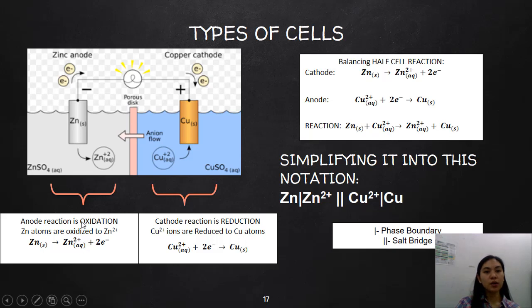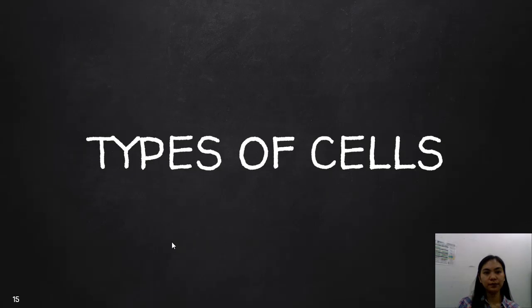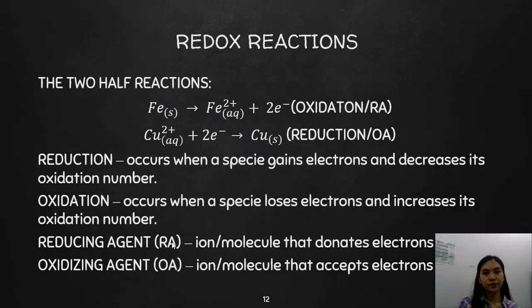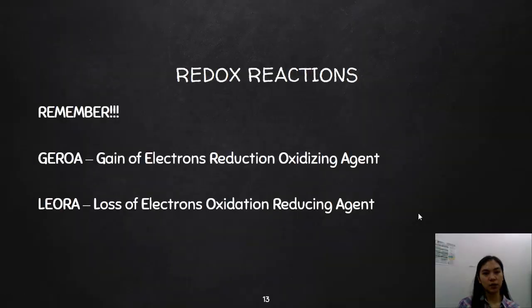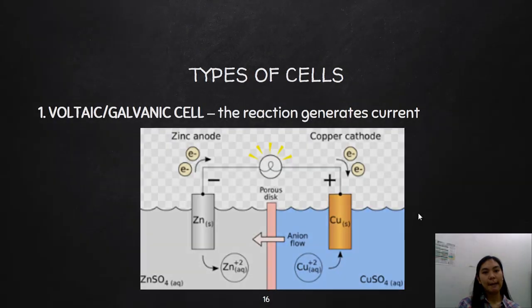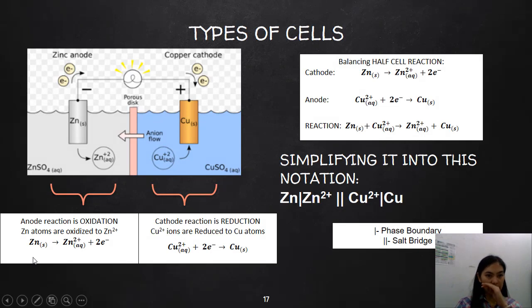If you recall, di ba, oxidation meaning, if we go back, oxidation occurs when a species loses electrons and its oxidation number increases. So if we take a look, so yan, di ba, from an oxidation number of 0, naging positive 2. So nag-increase po yung kanyang oxidation number, kaya siya po yung nag-underwent ng oxidation process.